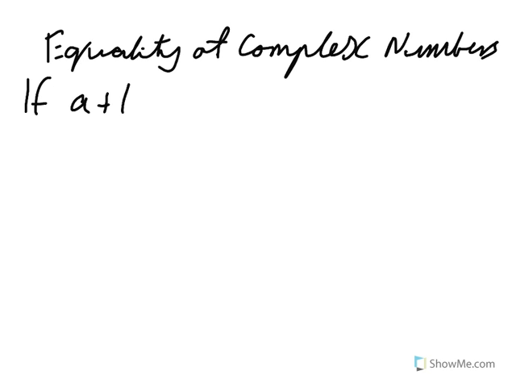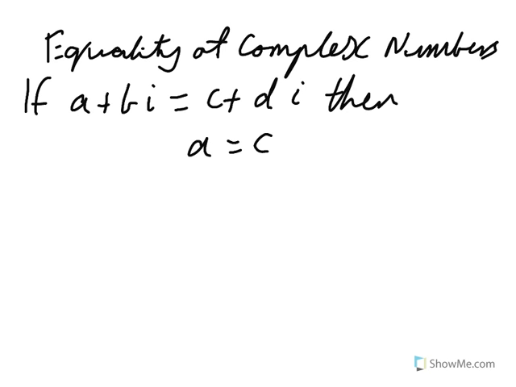Alright, equality of complex numbers. If we've got two complex numbers and they are equal, then that means that the real parts and the imaginary parts have got to be the same. So if a plus bi is equal to c plus di, then a equals c and b equals d. Both of those conditions have to hold.